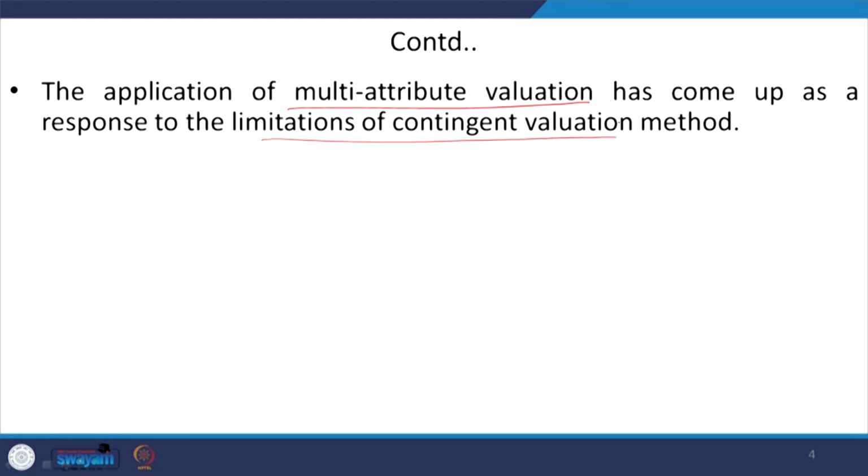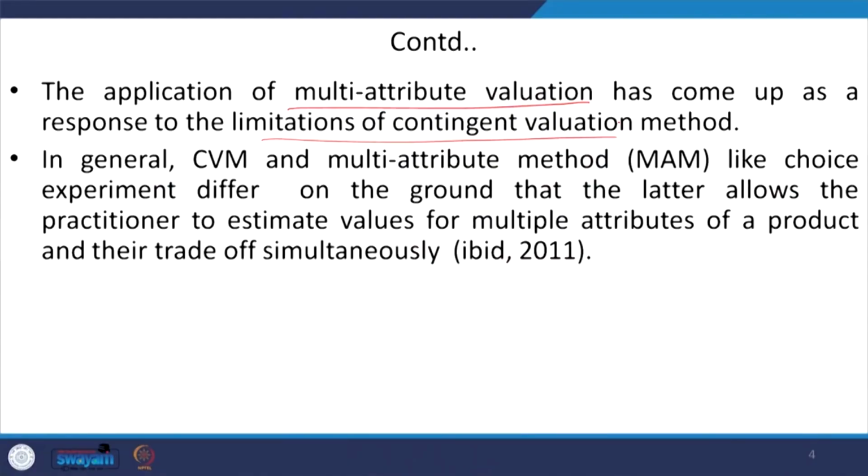So, therefore, we can say this application of multiple attribute valuations has come up as a response to the limitations that we are facing under the contingent valuation method. Moreover, in general, we are talking about the contingent valuation method and the multi-attribute method, and in this context, we will be highlighting the choice experiment. So, there is a difference. How are they different, the contingent valuation method and the multi-attribute method?